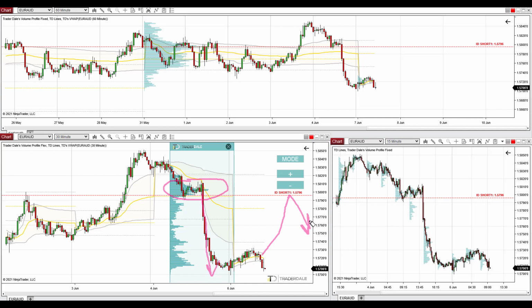Now, you may have noticed that the level is a little bit below the place where the volumes were the heaviest.